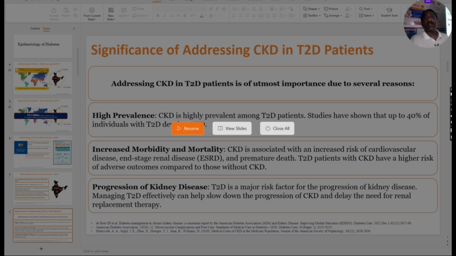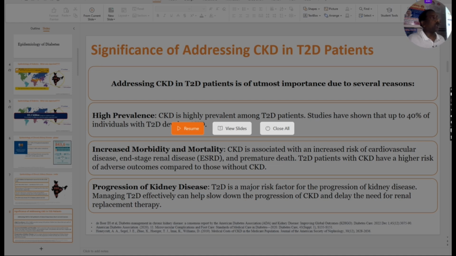So the significance of addressing CKD in type 2 diabetes. Already I told you. Why? What is the significance? Because of more morbidity and more mortality. In India, we are getting type 2 diabetes at a younger age, say maybe at 25 years or 30 years or the early 40s. So these people have to live with diabetes for another 30 or 40 years, if you consider that the average lifespan of Indians is 70 plus or 80 plus.